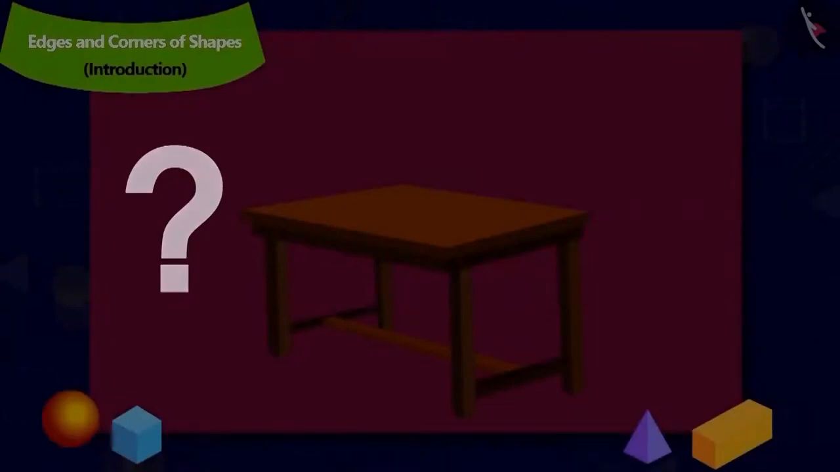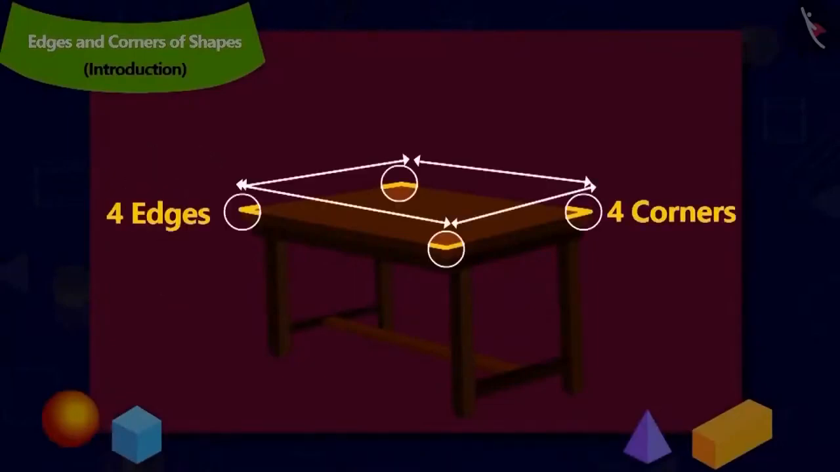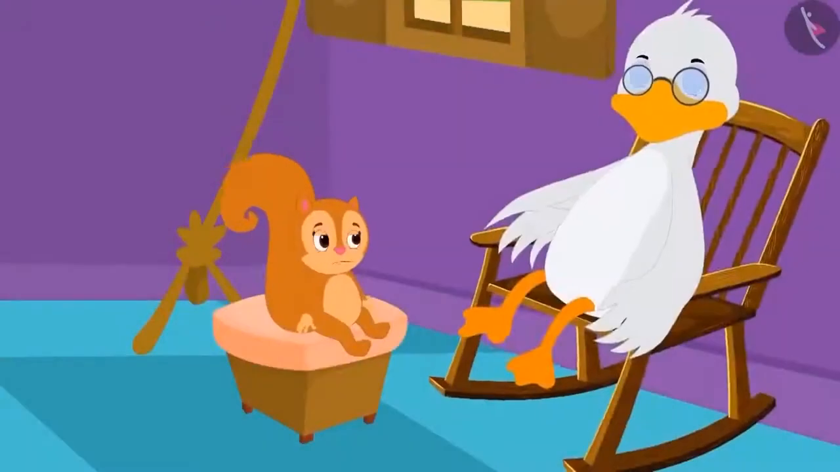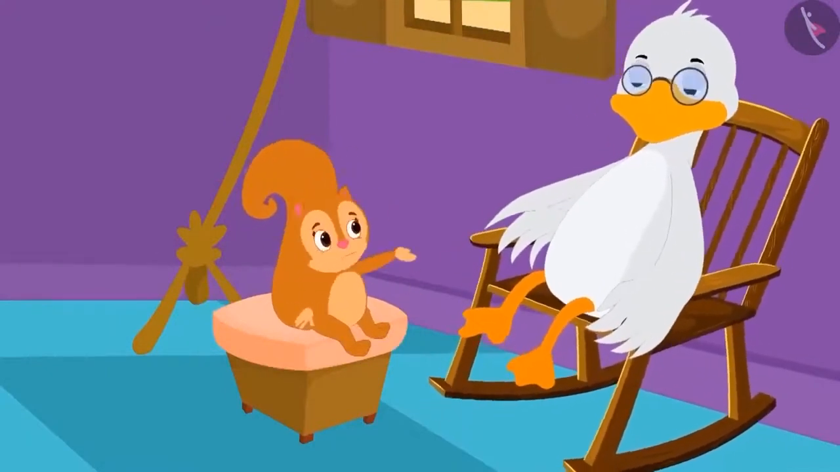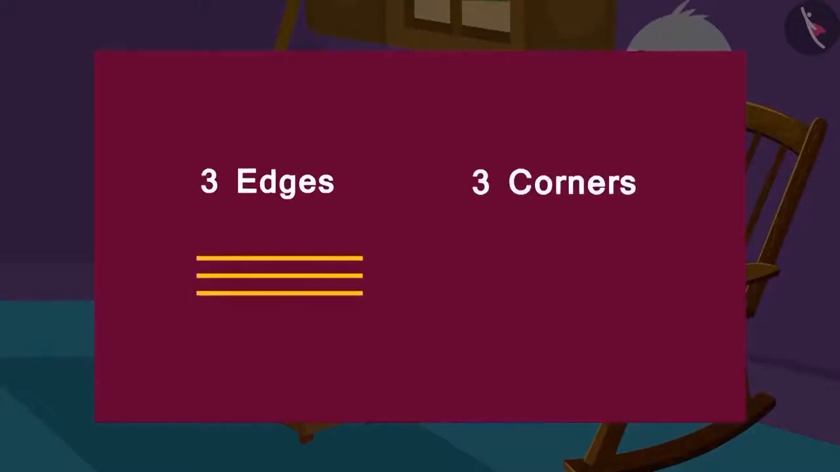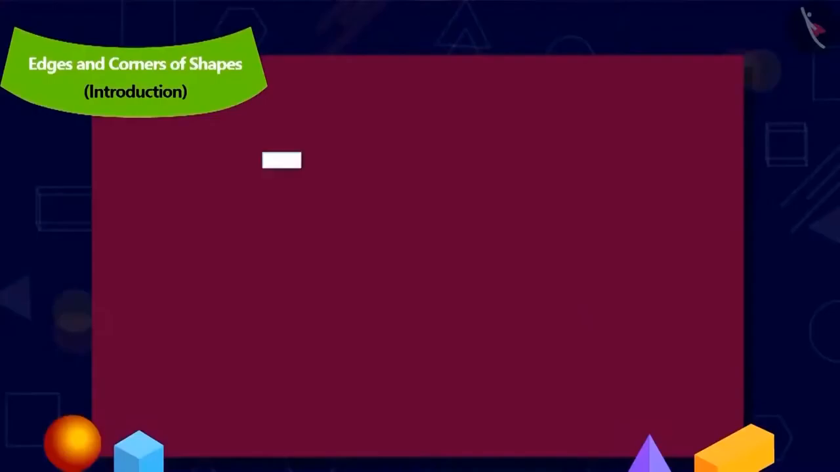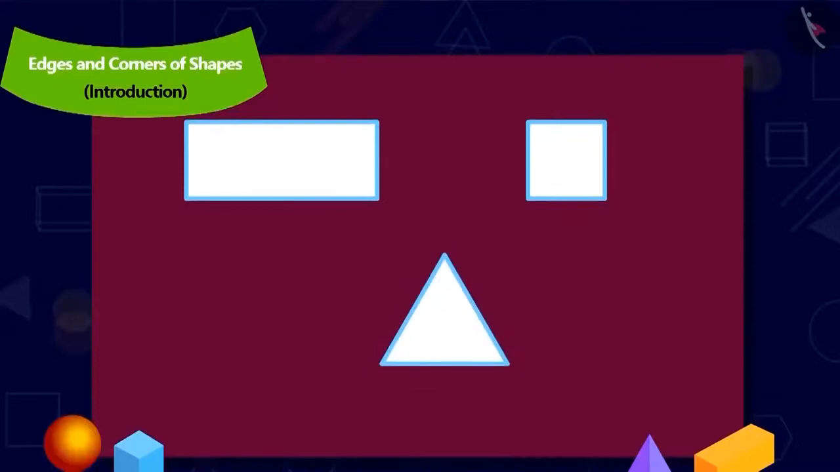Children, do you know the answer? Yes, 4 edges and 4 corners. Then Chanda told Uncle that she is looking for an object that has 3 edges and 3 corners. Uncle made these 3 shapes on paper. Children, do you recognize these shapes?